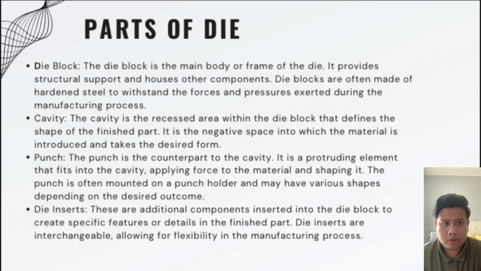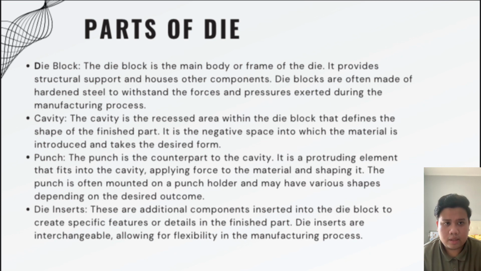Cavity. The cavity is a recessed area within the die block that defines the shape of the finished part. Punch. The punch is the counterpart to the cavity. It is a protruding element that fits into the cavity, applying force to the material and shaping it.